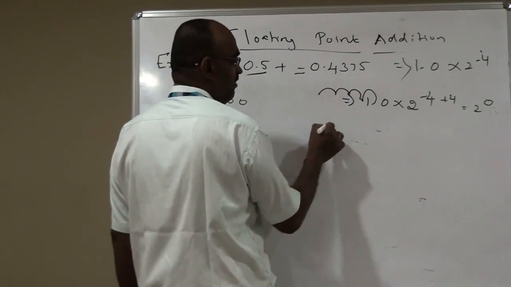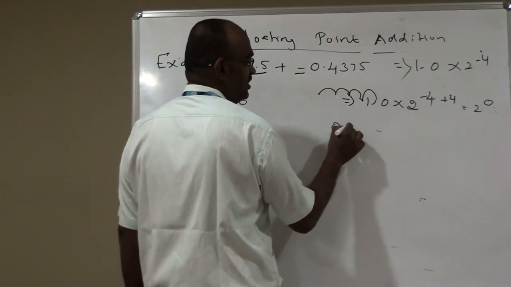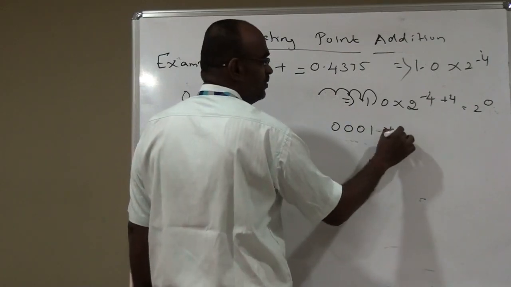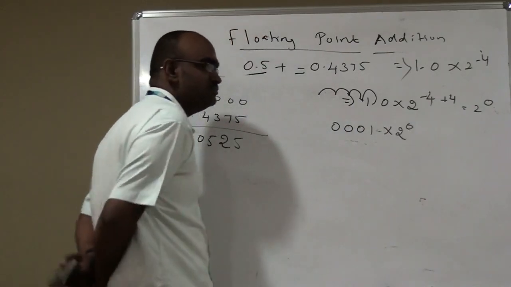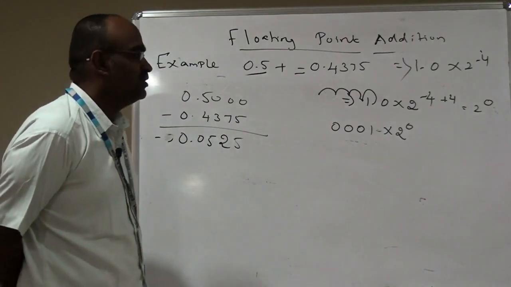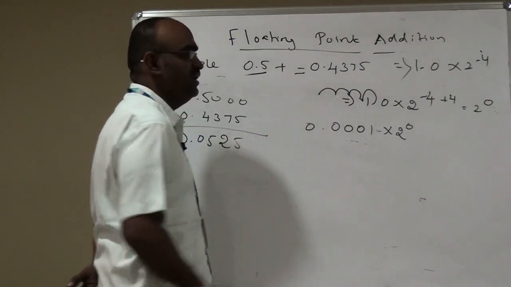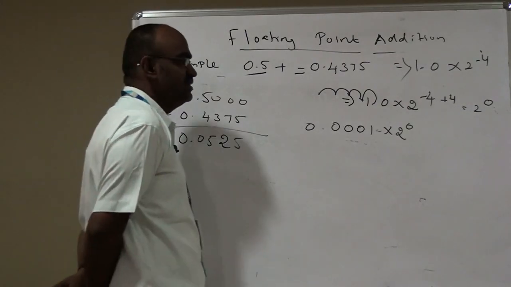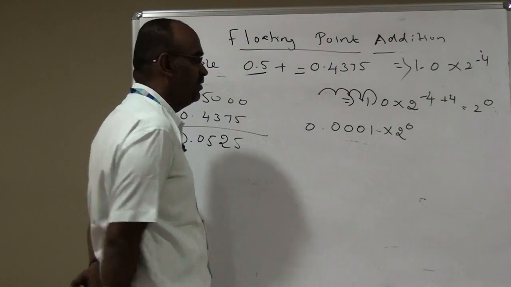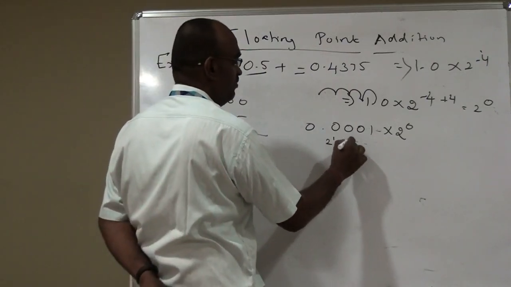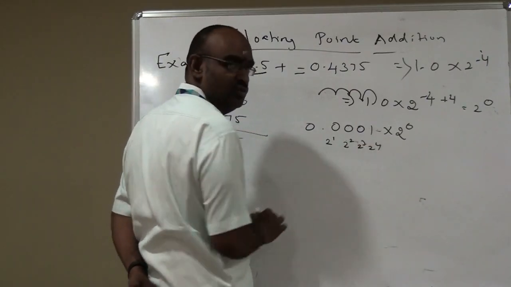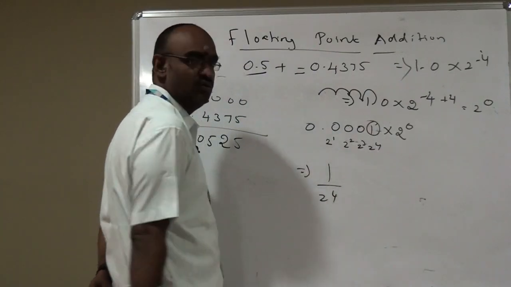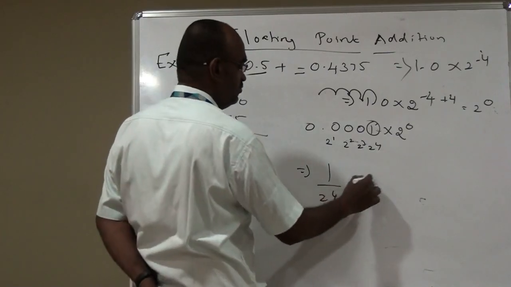So what is the value? It's 0.0001 times 2 power 0. The point is moving here, it's 2 power 0. So how do we convert this into a decimal number? This is 2 power 1, 2 power 2, 2 power 3, 2 power 4. So what is the value of 1 here? It's 1 by 2 power 4, that means 1 by 16.